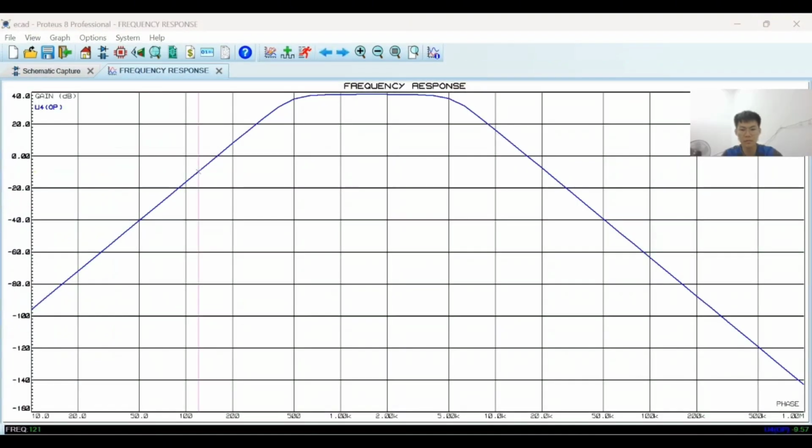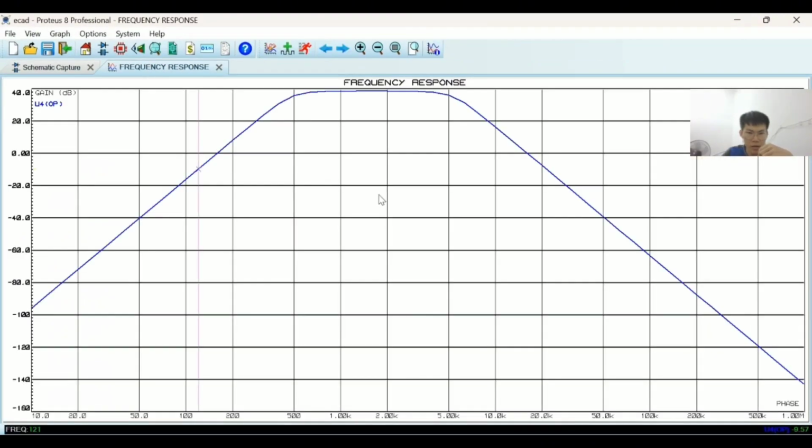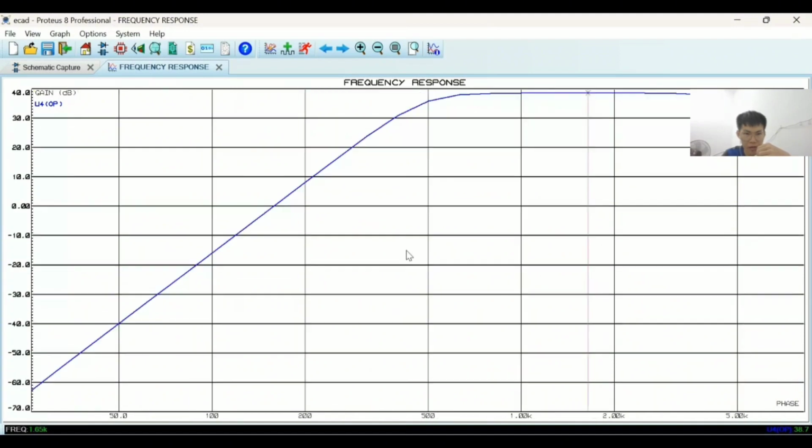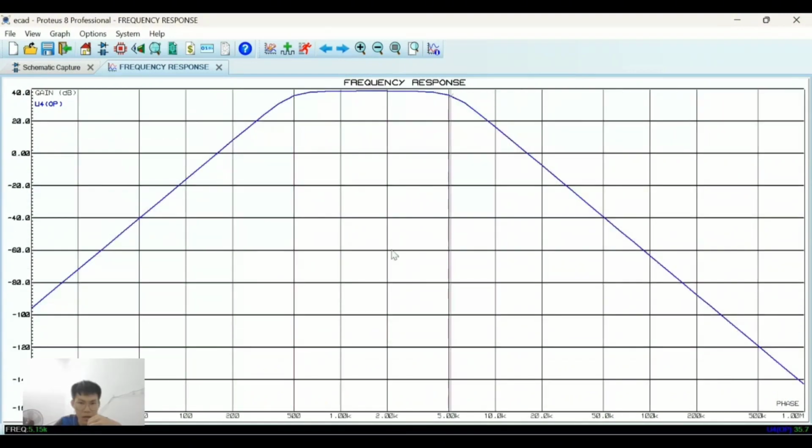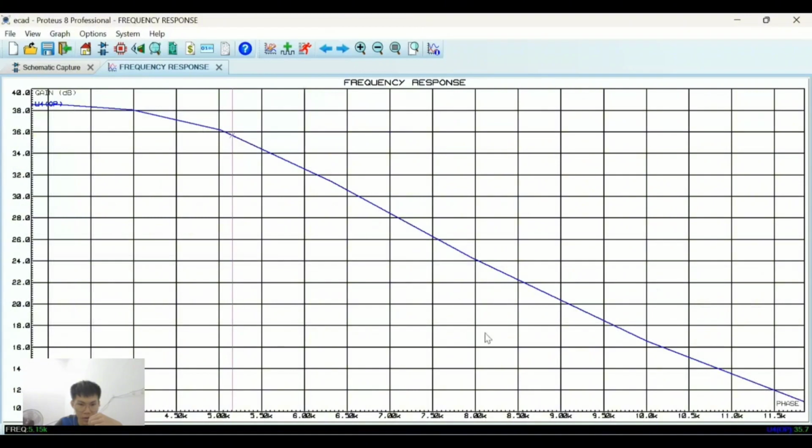Then we can get the result of the frequency response. Then we find the mid gain. Mid gain is 38.7 here. Then we find the cutoff frequency. Cutoff frequency is 38.7 minus 3, so it becomes 35.7. At 35.7 we can find the low cutoff frequency, which is 496. Then we find the high cutoff frequency, which is also at 35.7.